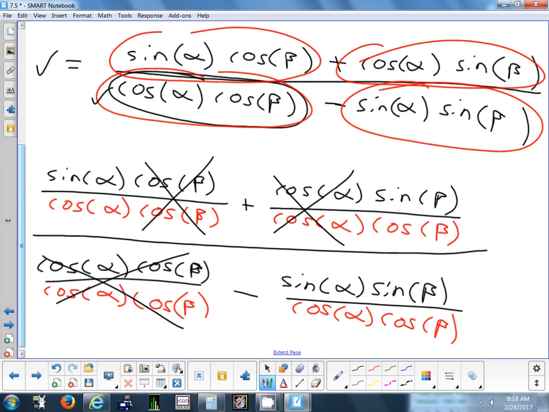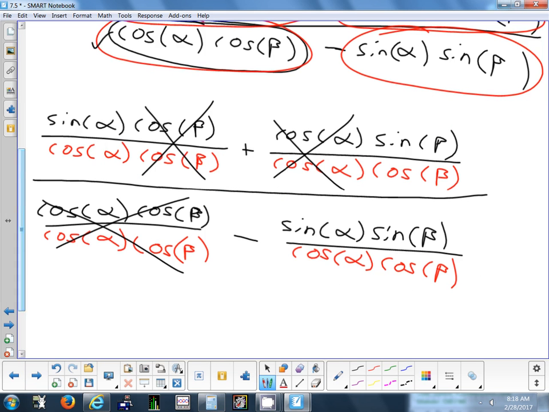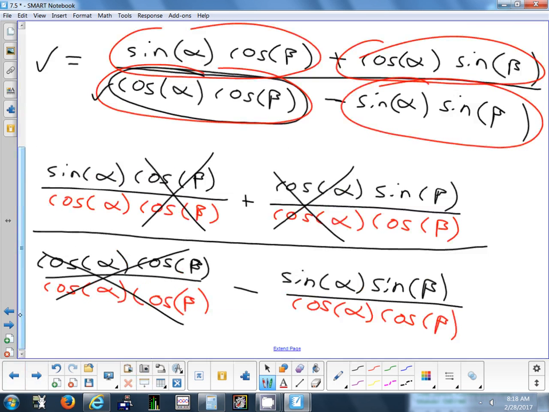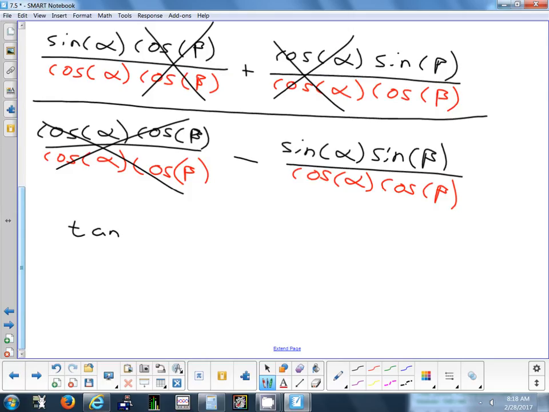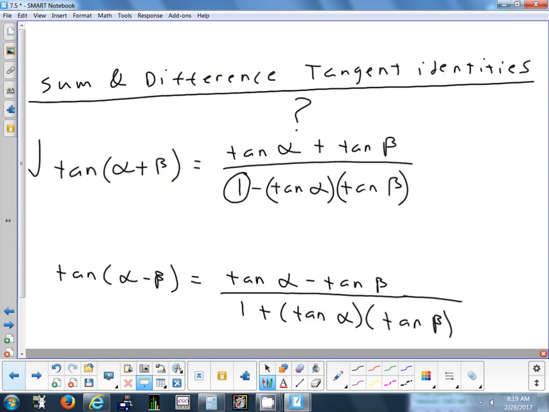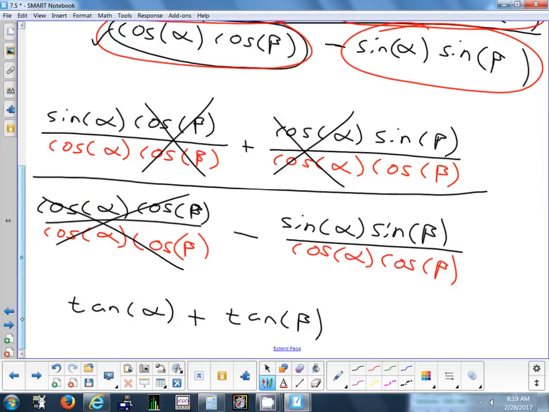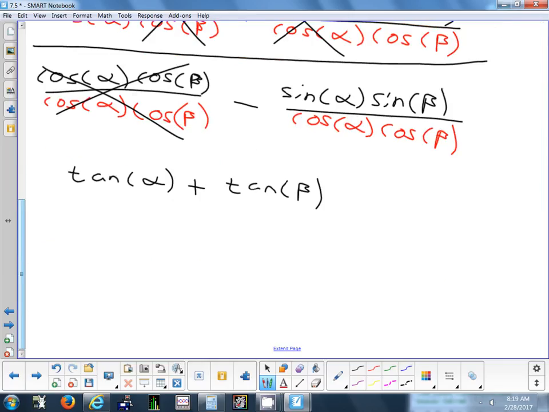So let's start with this. What's sine alpha divided by cosine alpha? Tangent alpha. Okay, so that one worked. So we got tangent alpha plus, what's sine beta divided by cosine beta? Tangent beta. So that one worked. The other one, we said everything cancels out, so that turns into a 1.